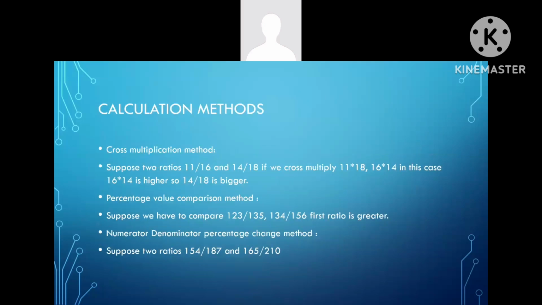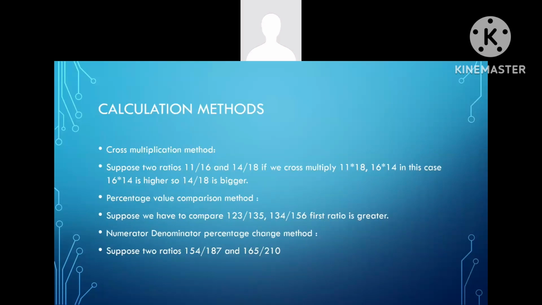Next come the calculation methods. First, the cross multiplication method. Suppose two ratios 11 by 16 and 14 by 18 are given. If we cross multiply, 11 into 18 and 16 into 14, in this case 16 into 14 is higher. So the second fraction, 14 by 18, is bigger.